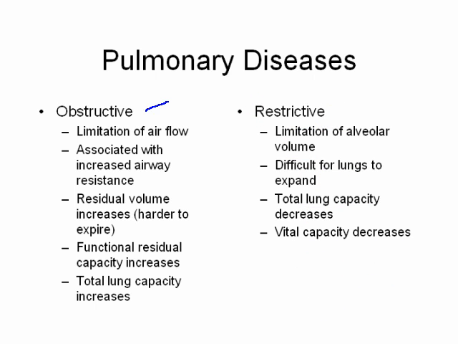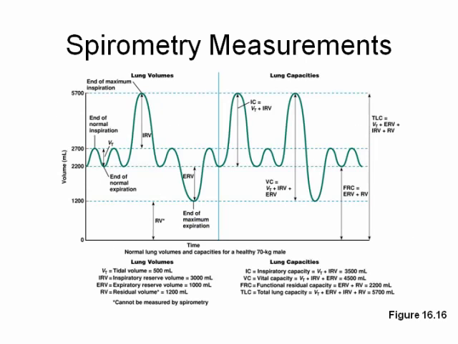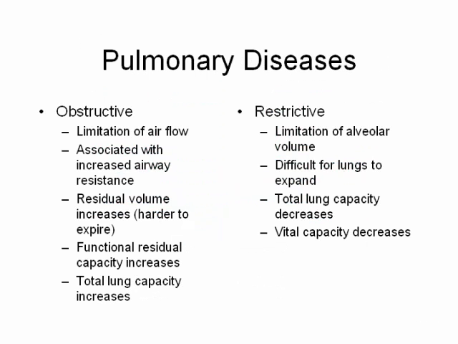Obstructive diseases, we're obstructing or limiting airflow. So obstructive diseases are associated with increased airway resistance. In this case, residual volume is going to increase. It's harder to expire. So go back to our spirometry measurements. If we've increased resistance, it's going to be harder for somebody to blow out as much air. So they're going to have a higher residual volume. And functional residual capacity increases.